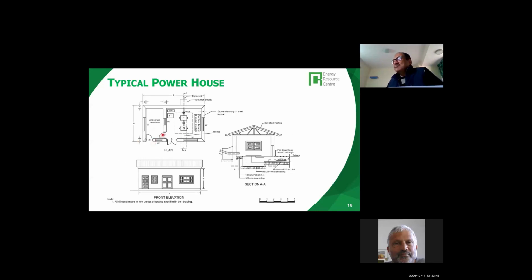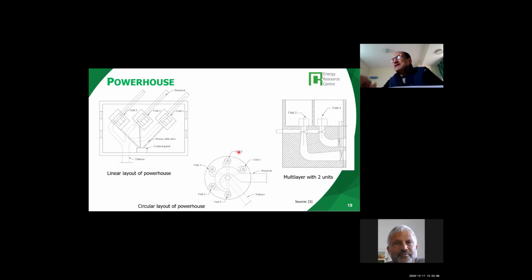As I mentioned, the typical powerhouse is of this type. I think I already showed you this diagram. The layout of the powerhouse can be different. You can have the penstock, and then 3 turbines and generators and 1 control panel, and from here comes the tail race. So here is the penstock, then from the penstock the tail race comes. This is what is known as the linear layout of the powerhouse.